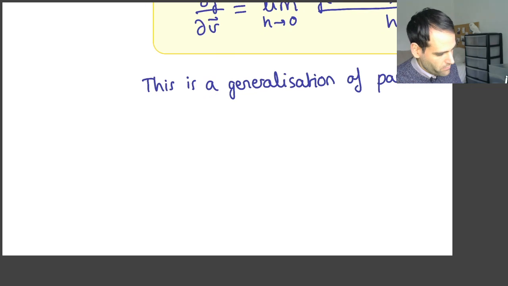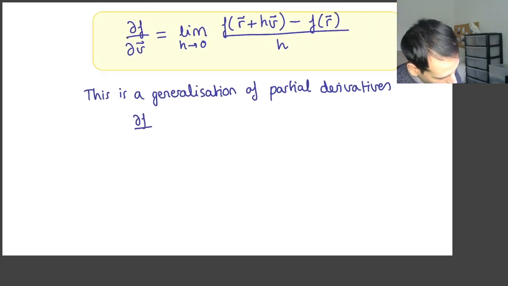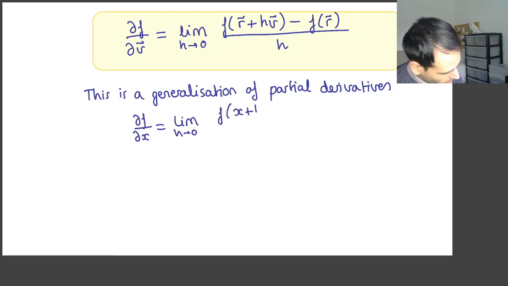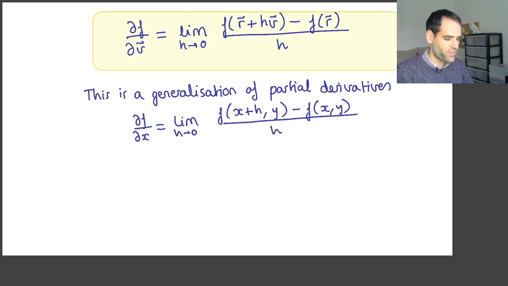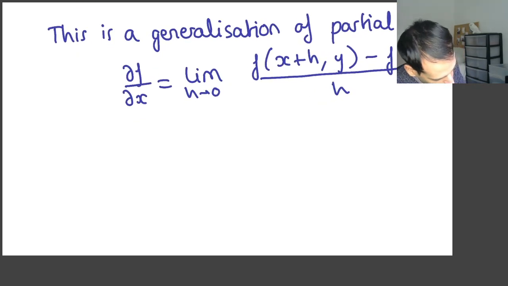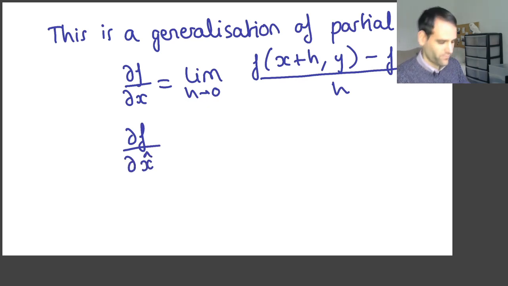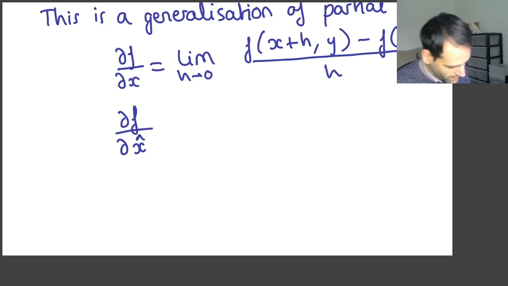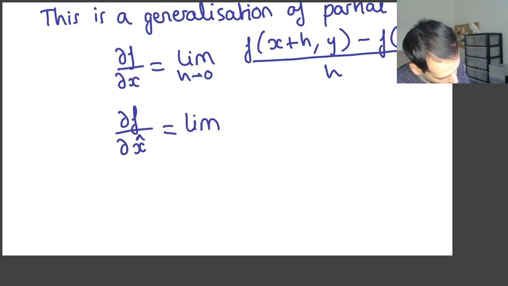Why is that? Because remember, the definition of a partial derivative of f with respect to x was the limit when h goes to 0 of f of x plus h comma y minus f of x y, divided by h. That was the definition of the partial derivative with respect to x. But this is exactly what you would obtain if you did the directional derivative of f with respect to the vector x hat. Because if you use the vector x hat, now the limit when h goes to 0.